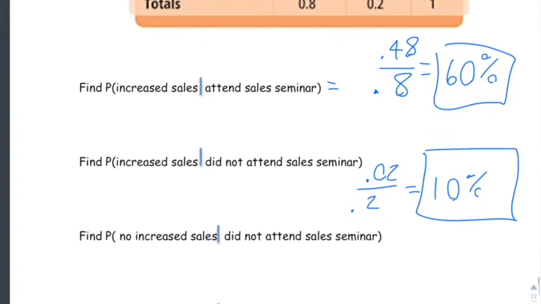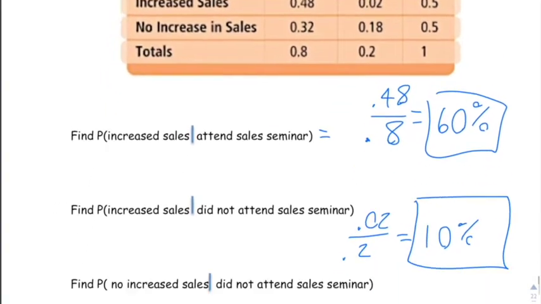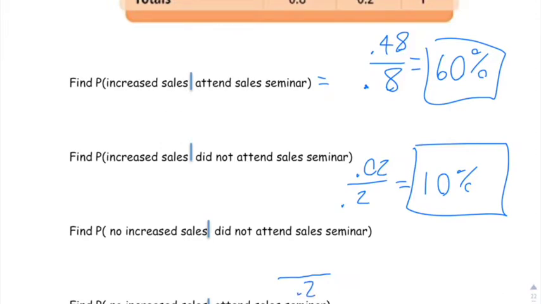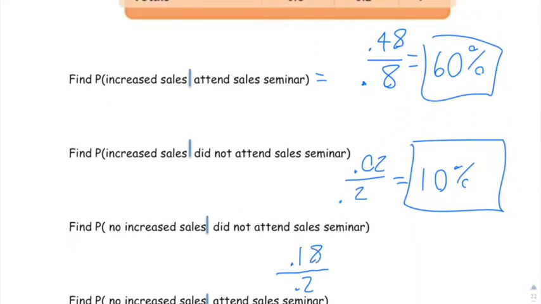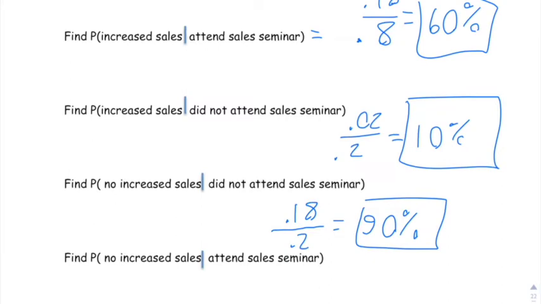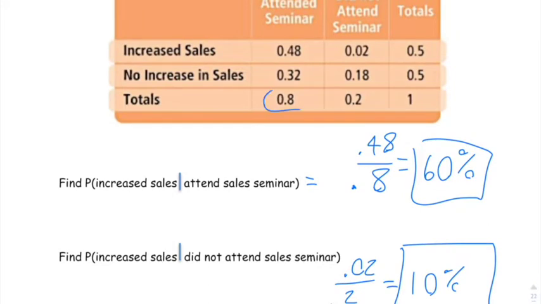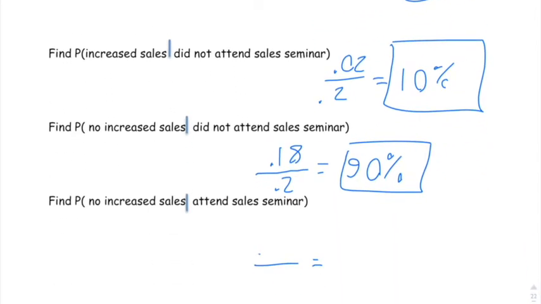Okay, let's look at some of the other categories. No increase in sales and did not attend the seminar. Those who did not attend the seminar were 0.2, or 20% of them, and then 0.18 didn't see an increase in sales. So that was about 90% of them. And remember, that is given that they did not attend the seminar. Let's see what percentage of people attended the sales seminar but didn't see an increase. Out of 80% with no sales increase, that'd be 0.32 out of 0.8, and that's about 40%.